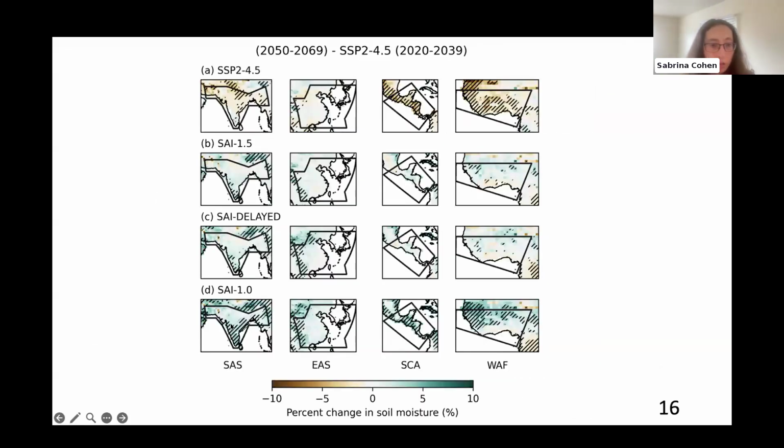Okay, and then if we go down here to the SAI 1.0, the largest cooling scenario, we can see that all four of these regions overall experience increases in soil moisture. So basically, under an SAI scenario, there would be decreased heat stress, so that would be beneficial for crop productivity. There would be relatively high levels of CO2 because SAI does not directly impact the atmospheric CO2 concentration, so that would also generally be beneficial for plants and crops. And then number three, under the SAI scenario, we can see increases in wet season precipitation and in soil moisture relative to the climate change scenario. So all three of these factors would be beneficial to crop productivity.